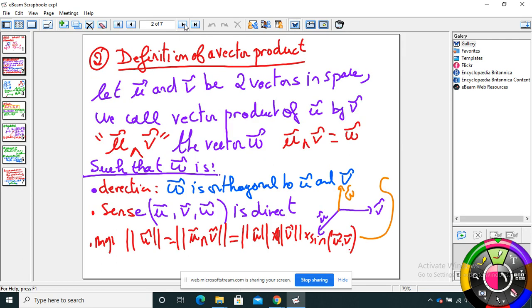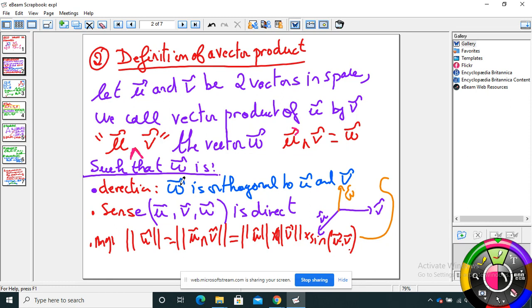Now, definition of a vector product. Let U and V be two vectors in space. We call vector product of U by V, with the notation U vector V, a new vector W. It gives me, as I told you, a new vector. So U vector V gives me a new vector W, but this vector has properties and a definition.